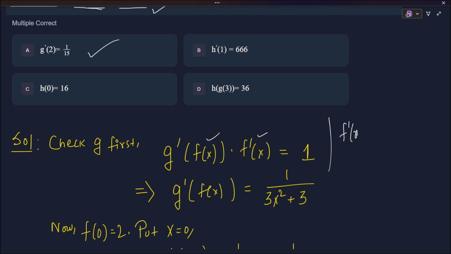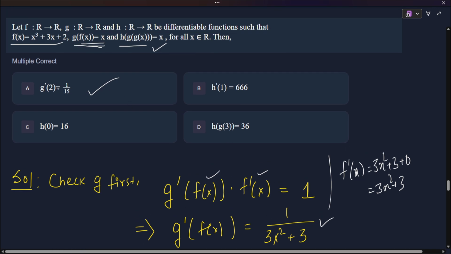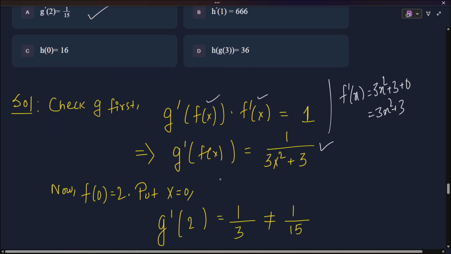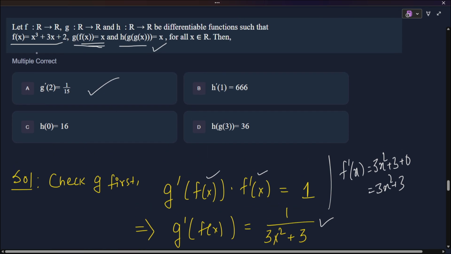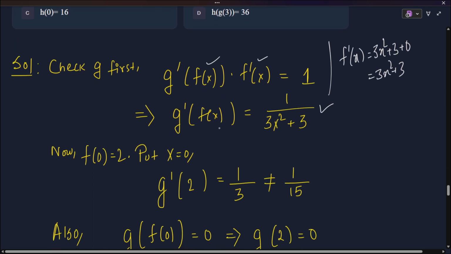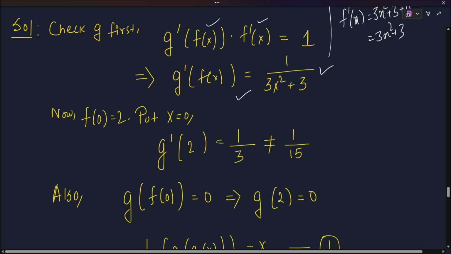Well, this is very easy. F dash of x should be the derivative of x cube, which is 3x squared. The derivative of 3x is 3 and for 3 is 0. So it's basically 3x squared plus 3. And we got it. And now you need g prime of 2. So that means you need such an x such that f of x becomes 2. Now you can see simply that f of 0 is 2. So we simply put x equals 0 in this equation, and you get g prime of 2 is 1 by 3, which is not 1 by 15, right?